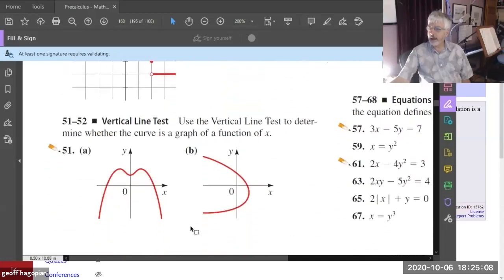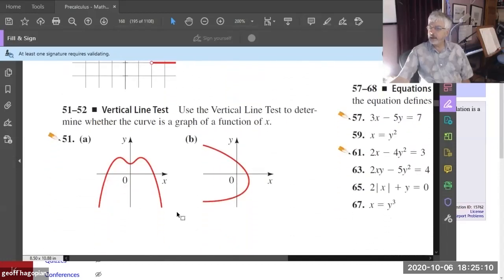The vertical line test. So you recall the definition for a function and the importance of the word unique. So you have to phrase it correctly. So if I say for every input, there is a unique output, what does that mean?